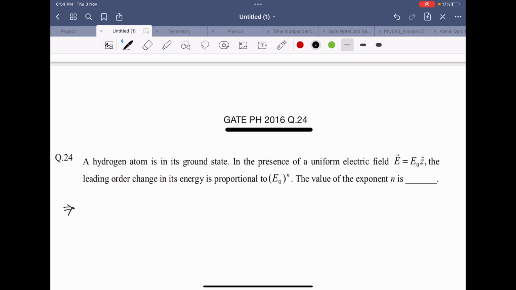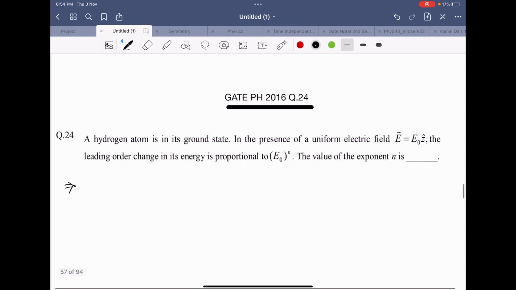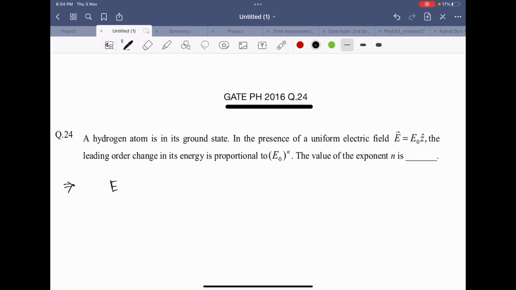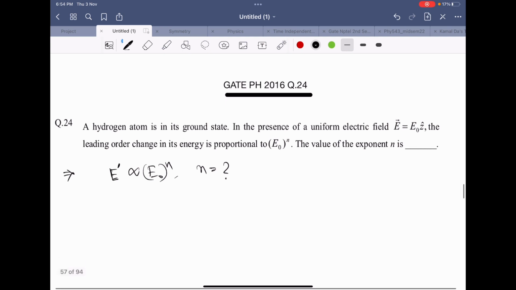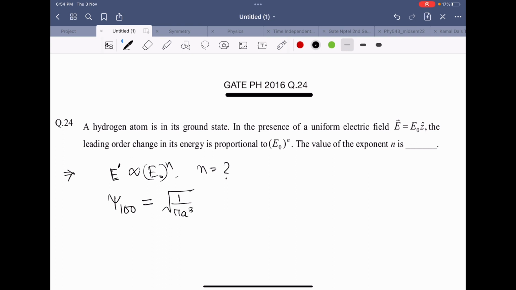So the question asks for the leading order correction, which will be proportional to E naught to the power n, so we will have to find the value of n. Obviously it will be an integer value. To start with, we know that the ground state eigenfunction for hydrogen atom is 1 by pi a cube e to the power minus r by a, where a is the Bohr radius.